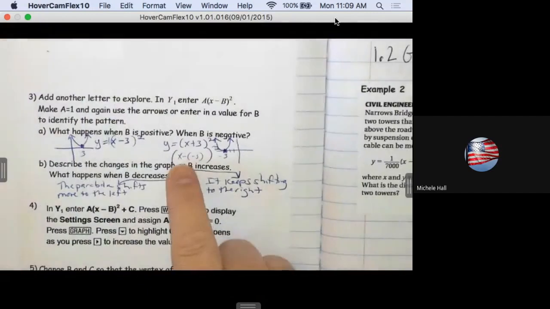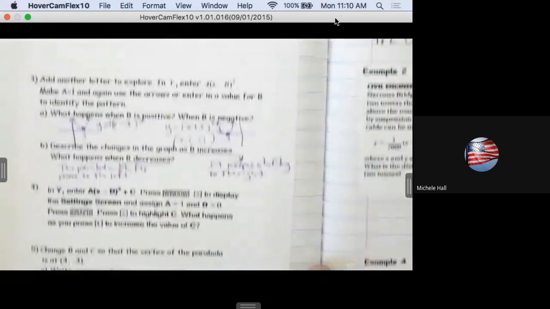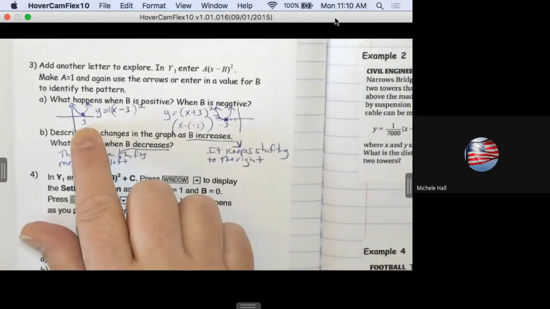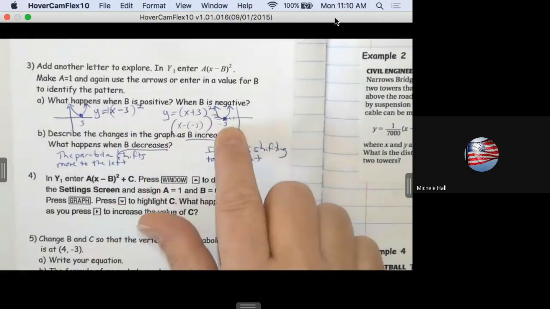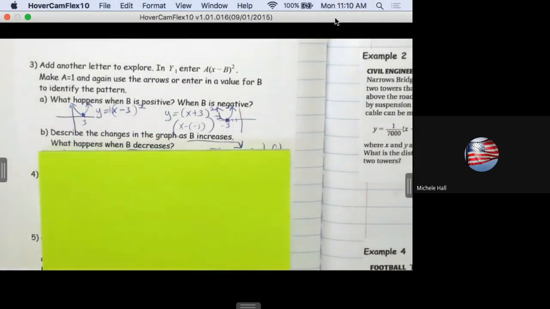So I need you to make sure you've answered questions A. What happens when B is positive? What happens when B is negative? I give myself notes. Okay, when B was 3, what did it do? When B was -3, what did it do? What would the equations look like? And then you want to answer letter B. Describe the changes as B increases. What happens when B decreases? When B increases, what happened to the function? When B was 3, when B was 5, what happened?